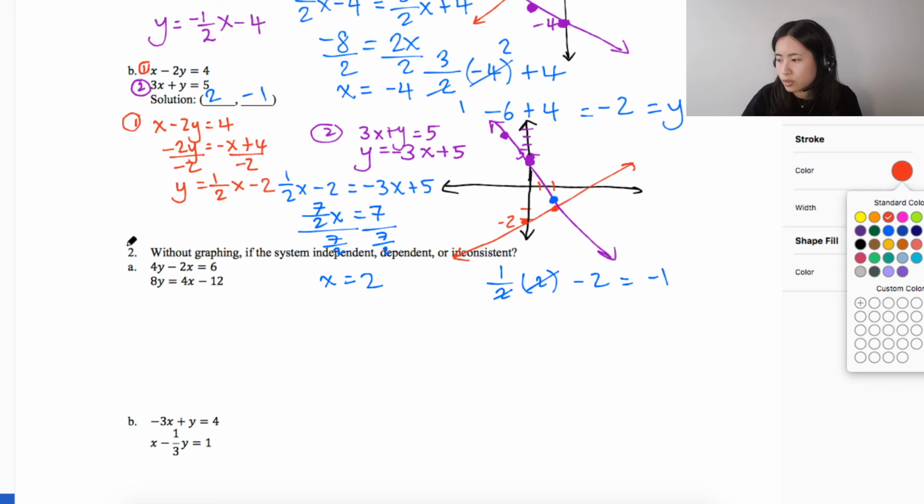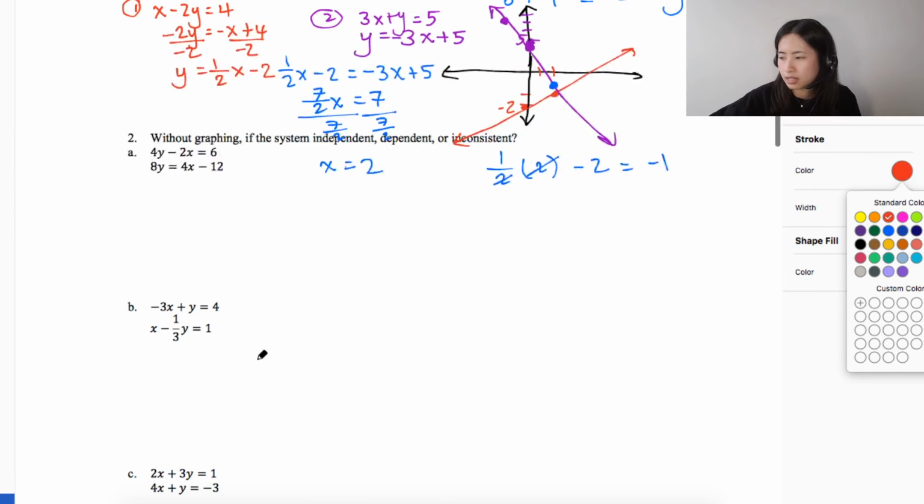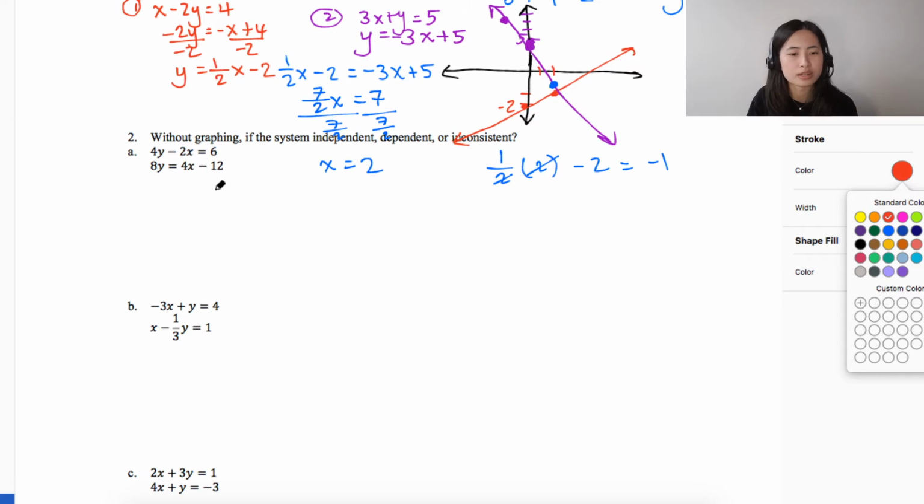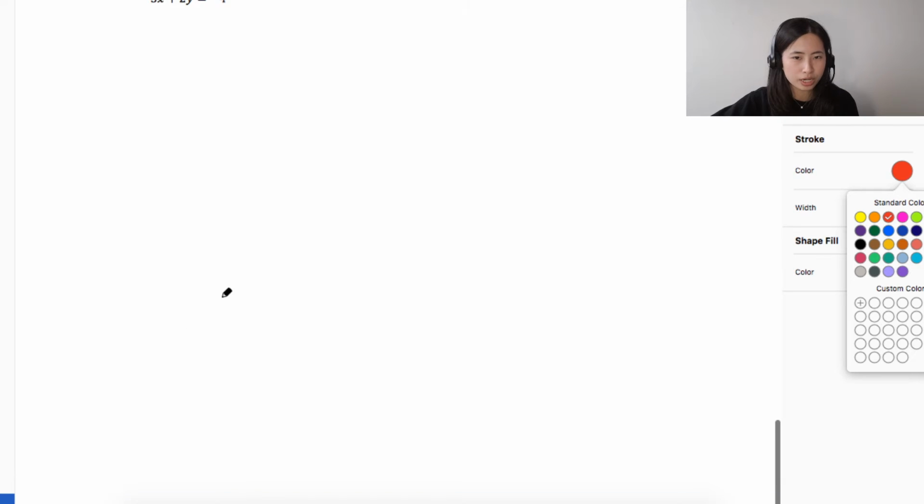And then for the next question, it's a little bit different because they're asking us without graphing if the system is independent, dependent, or inconsistent. So first of all, what does it mean when something is independent, when something is dependent, and when something is inconsistent? Because we need the space to graph that, maybe we can put it behind.